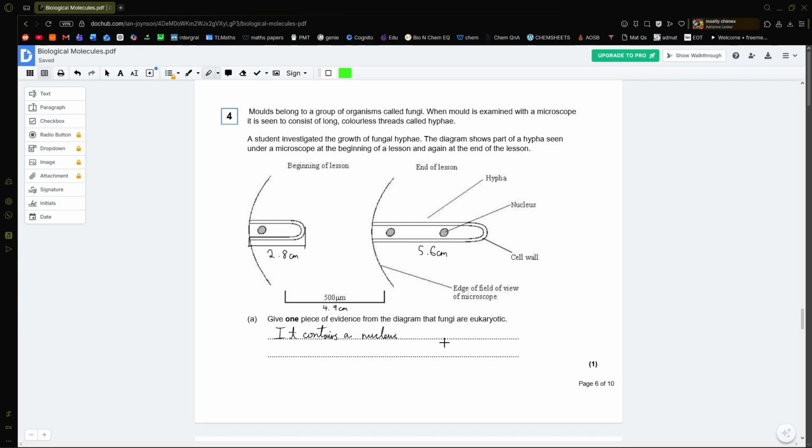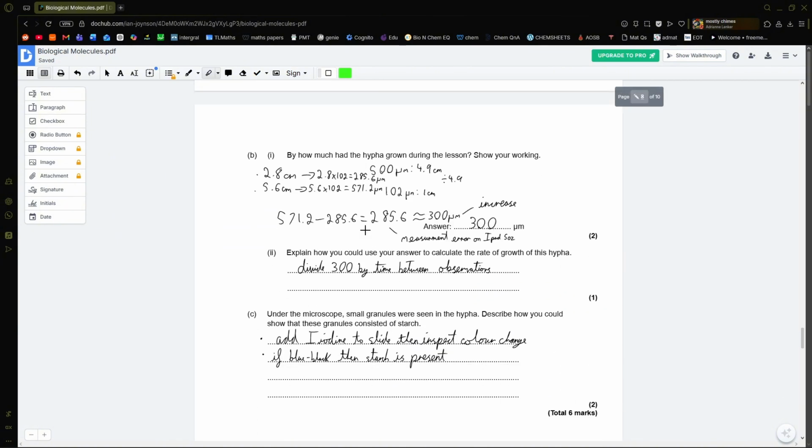Eukaryotes means that it contains a nucleus. I always think of it like an egg. An egg has a yolk, and yolk and eukaryotic kind of sound the same. So eukaryotic, they have a yolk, and what does a yolk look like? If it was a cell, a nucleus. So one piece of evidence is that it contains a nucleus. By how much had the hypha grown during the lesson? Showing your working.